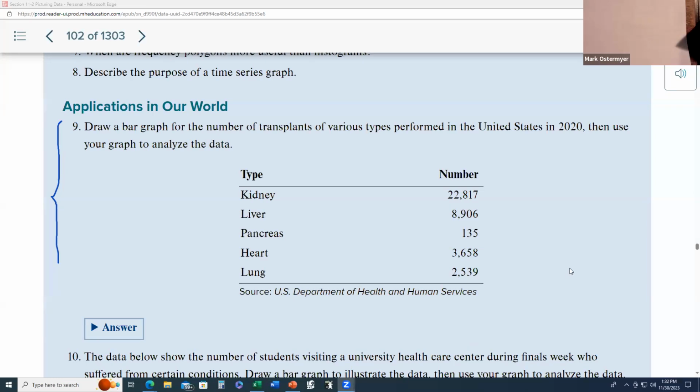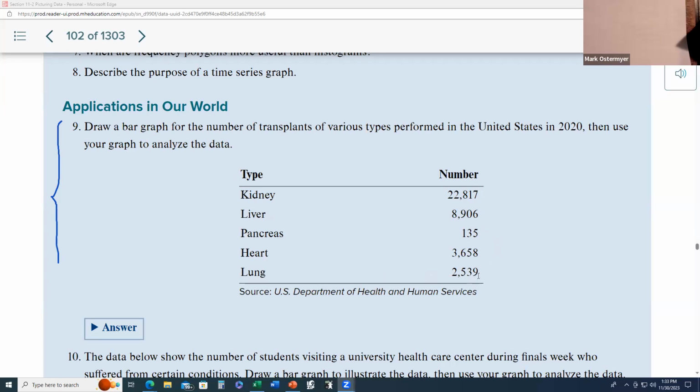All right, are we ready to look at this or not? Number 9. How to build a bar graph for the number of organ transplants performed in the US in 2020. Okay. The horizontal axis will probably be labeled to what? The type of transplant. Kidney, liver, pancreas, heart, lung. Vertical axis will be a numeric axis.